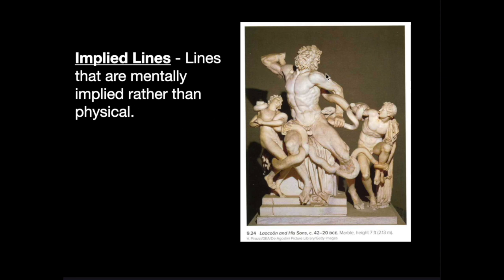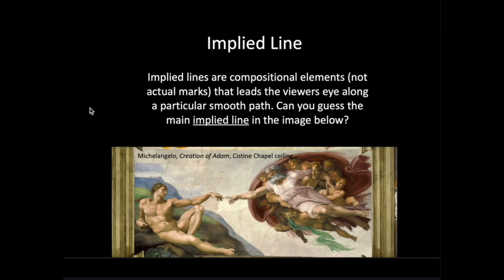So we have the implied lines, maybe the snake drawing us around in circles. There's a motion to this that draws us in sort of a chaotic circle. Implied lines are compositional elements, not actual marks, that lead the viewer's eye along a particular smooth path.